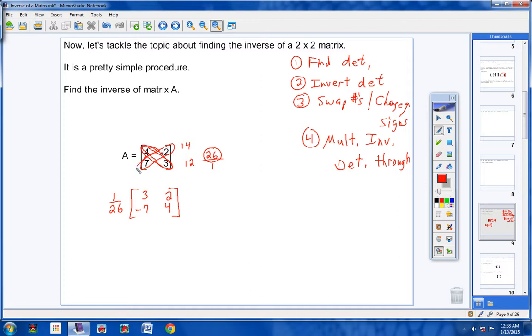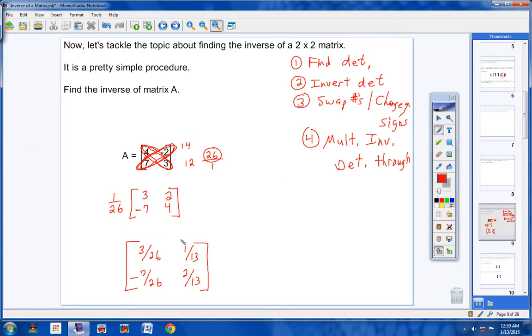These two numbers here, you don't swap places. You change their signs. And now step 4, multiply the inverted determinant through. So you take this and multiply it through. So the inverse would be 1 over 26 times each of these numbers, which would give us 3 over 26, 1 over 13, negative 7 over 26, and 2 over 13.